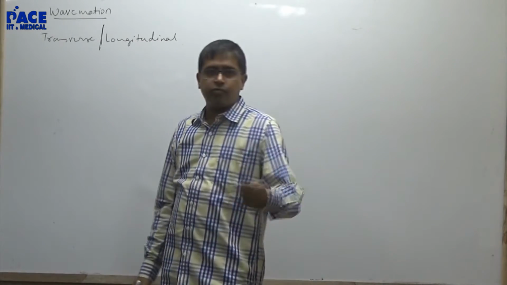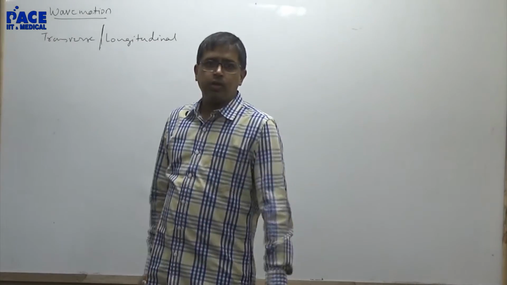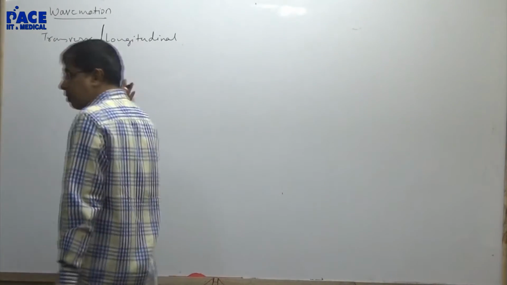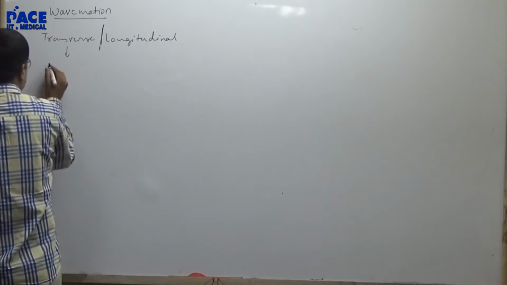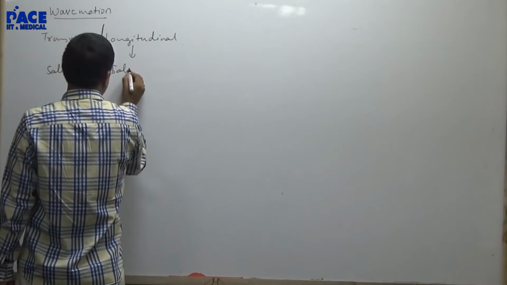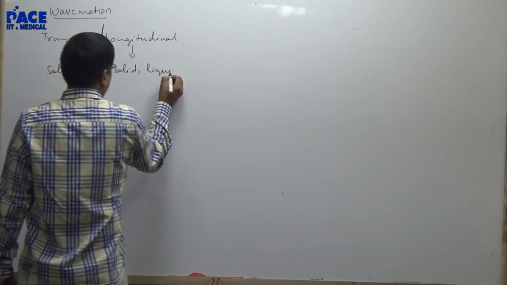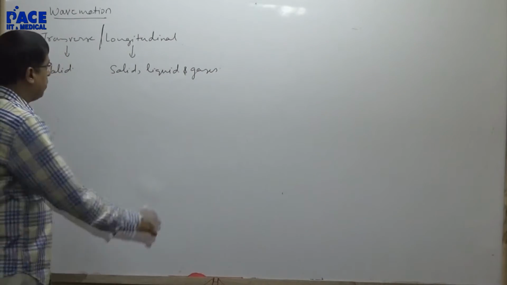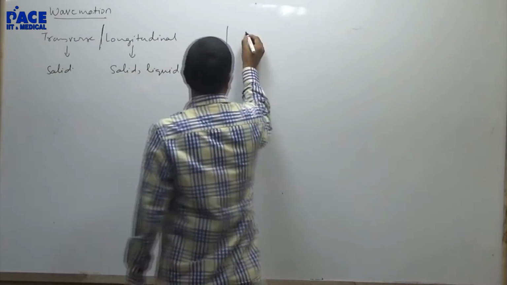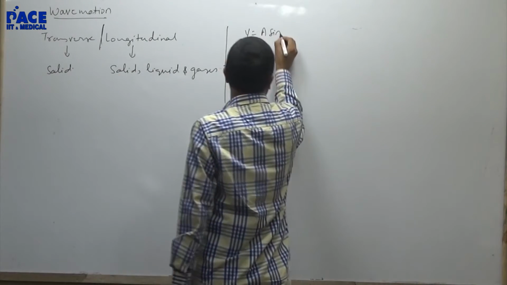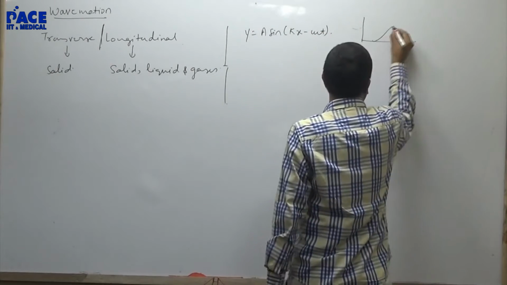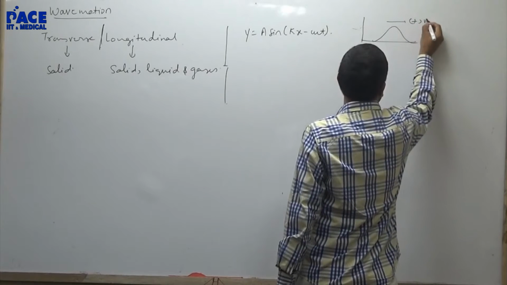In wave motion we have two types of mechanical waves. One is transverse, the other is longitudinal. Both are mechanical waves. Transverse will travel only in solid medium. Longitudinal wave will travel in solid, liquid and gaseous medium. The general equation in this particular slot is y is equal to a sin(kx minus omega t). This will be the wave traveling towards positive x-axis.